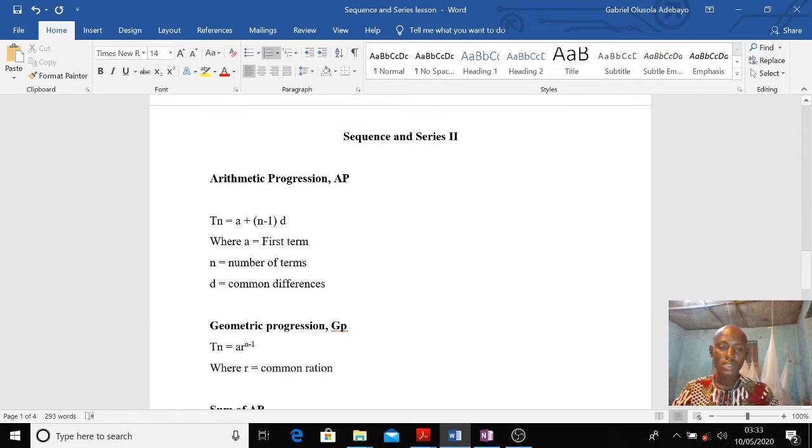This formula, Tn, is equal to a plus n minus 1 d, where a is the first term, n is the number of terms, and d is the common difference.